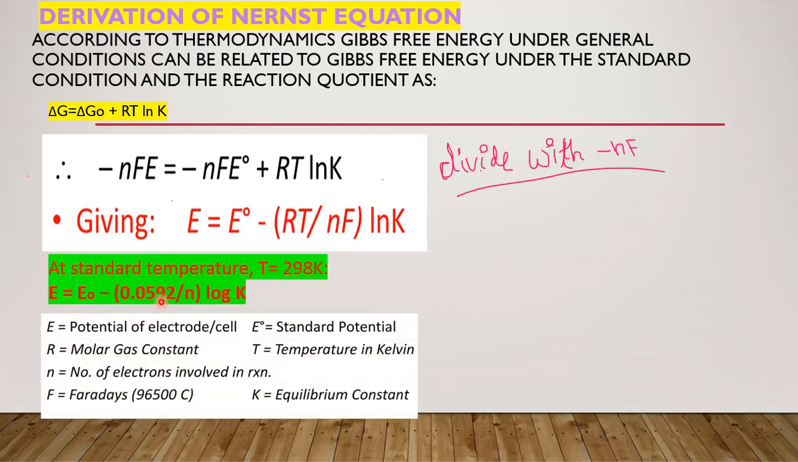Here you can see E is the potential of the electrode, E naught is the standard potential, R is the molar gas constant, T is the temperature in Kelvin, n is the number of electrons involved in the reaction, F is the Faraday, 1 Faraday means 96,500 coulombs, which is equal to 1 mole of electrons. Then K is the equilibrium constant.